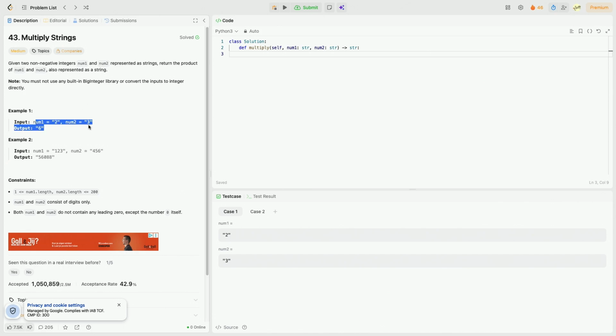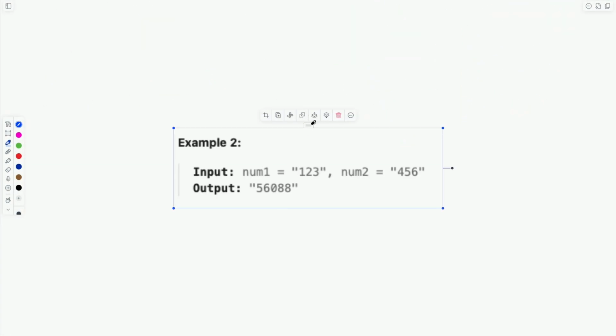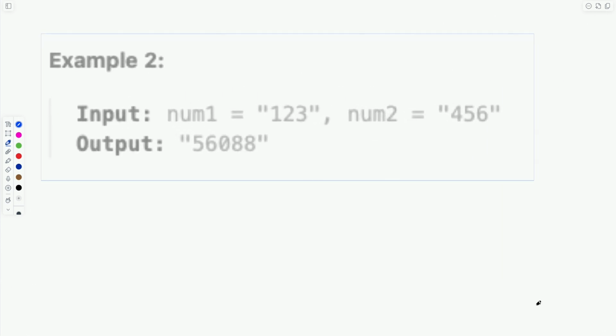So here's an example. Obviously with strings, it's kind of pointless to do the calculation, I guess, or maybe we should do it. But yeah, we should actually do it. What is notable is that both numbers are going to be larger or equal to 1, and they will only consist of digits, and they don't have any leading zeros except when the number is zero. So let's go to the drawing board and put this in here.